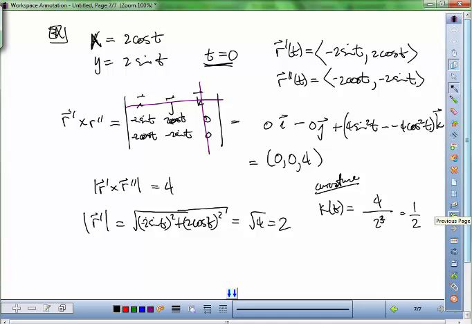Just 1/2. What does that mean in terms of the circle curving? The measure of curvature for a circle of radius 2 is 1/2.